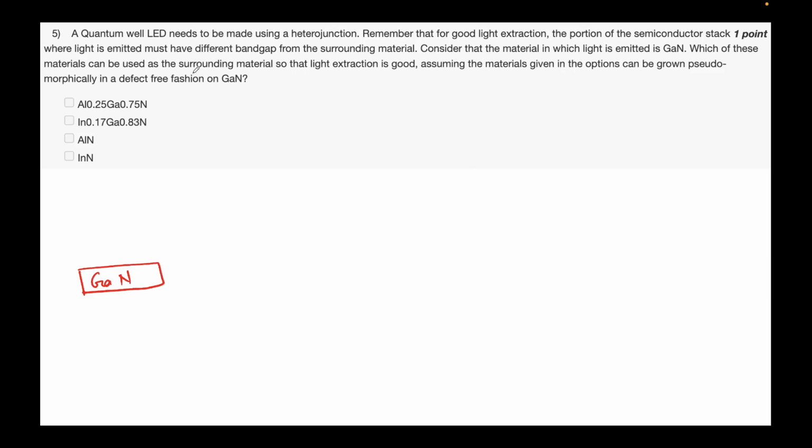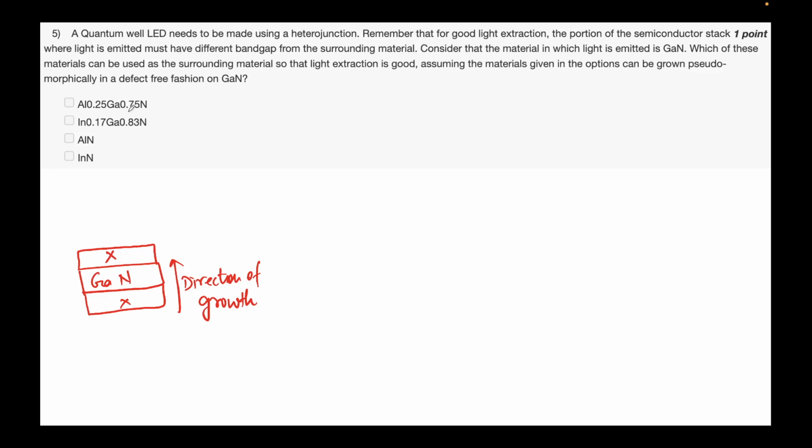Which of these can be the surrounding material? So there is some material surrounding it. Let's call this material X. We don't know what this material is, but it is surrounding the GaN, and again please recall, this is the direction of growth. Okay, so let's read this problem again.